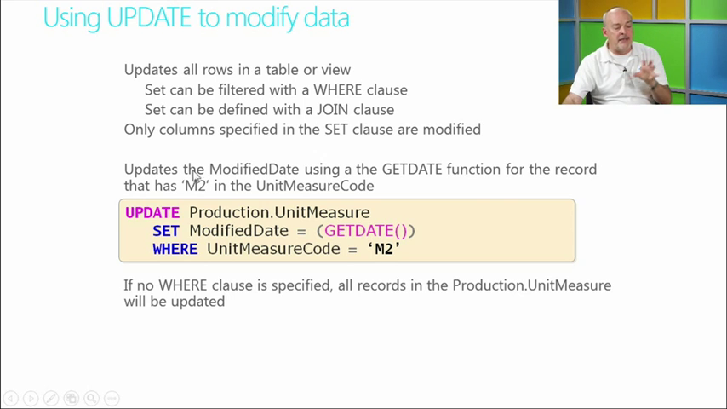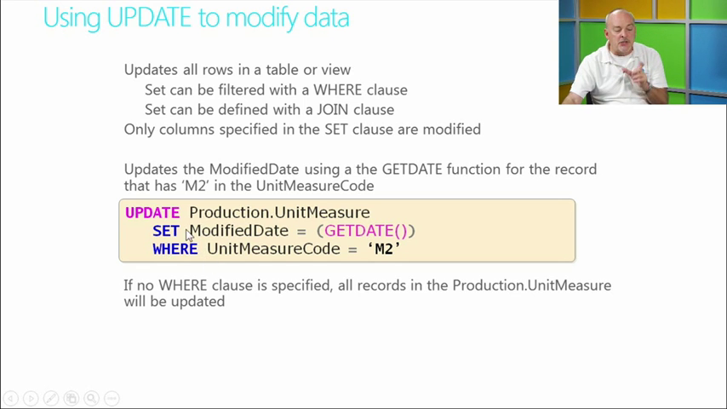I've actually updated every row in the unit measure table to set the modified date to today's date. What I need to be more careful about is making sure we supply a WHERE clause, where unit measure code equals M2. Now it's only going to go to that M2, the square miles row, and set the modified date to today's date, because we're using the system function to get today's date and populate that.